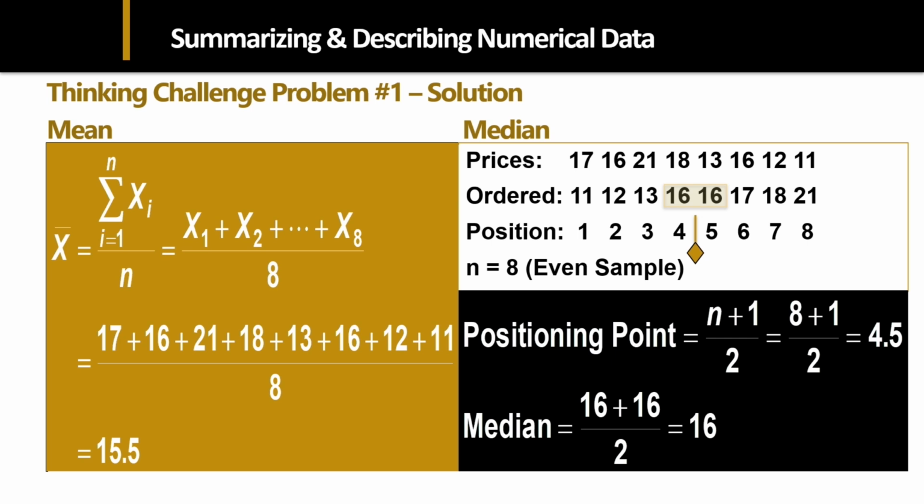Since it's an even sample, I need to average the middle 2 values. In this case, they're both 16, so that's pretty easy. So I find out that the median is 16. This is a good point, that the mean and the median don't necessarily equal one another.